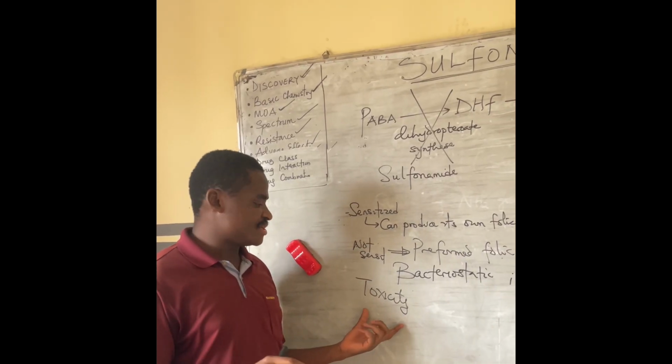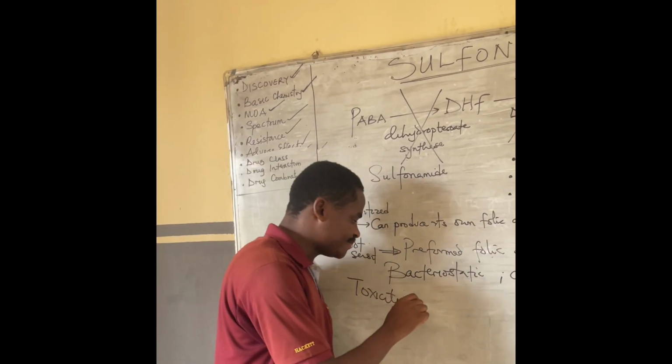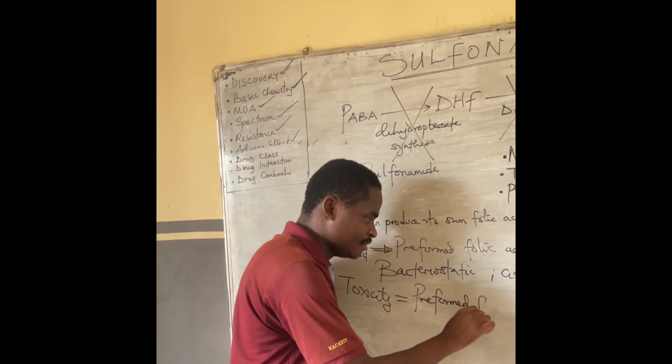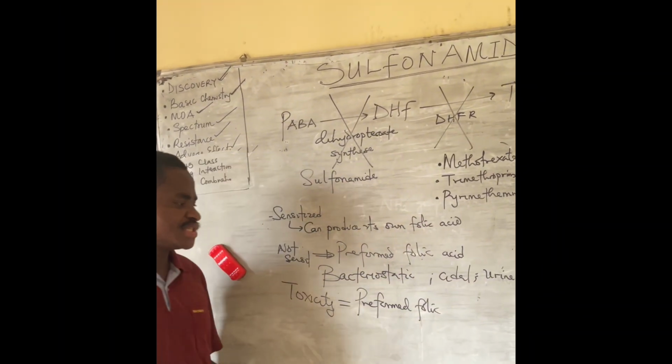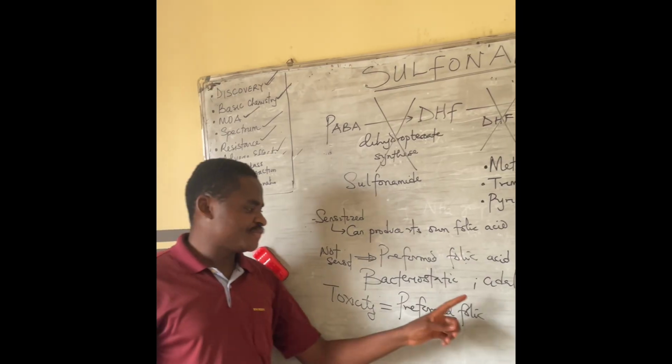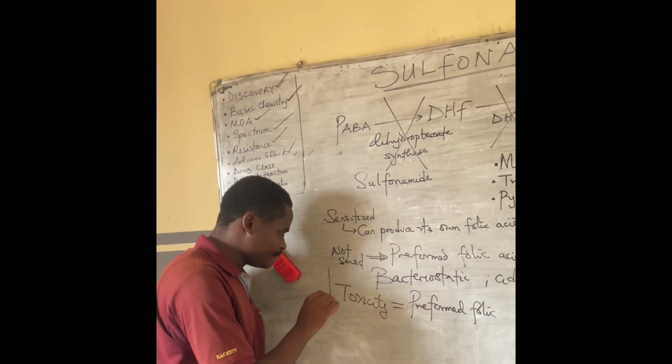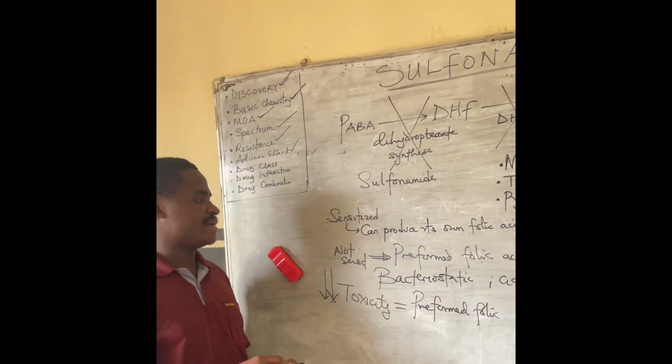The reason is very simple. Human cells use preformed folic acid. Folic acid that has been formed already. Preformed folic acid that can be gotten in the diet. Okay? So preformed folic acid is what humans use. So toxicity is never possible. So it has been reduced to the barest minimum.